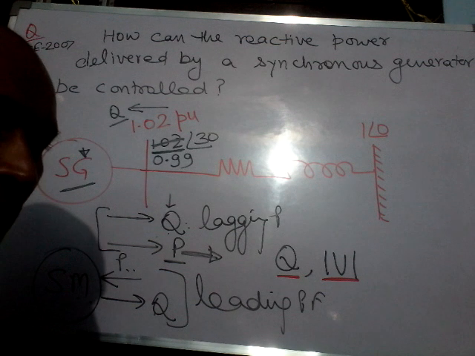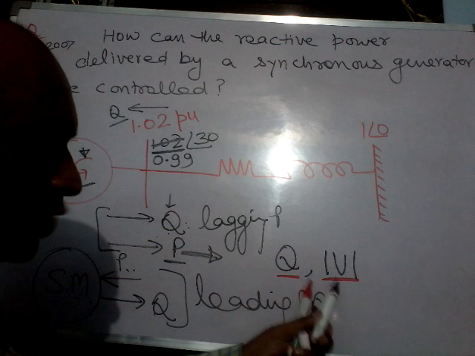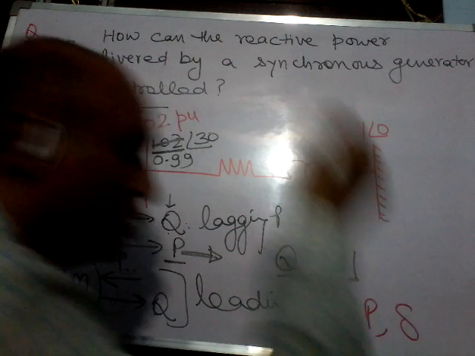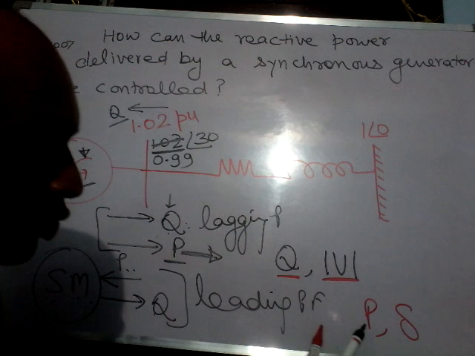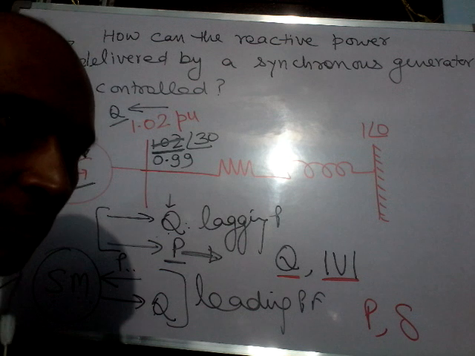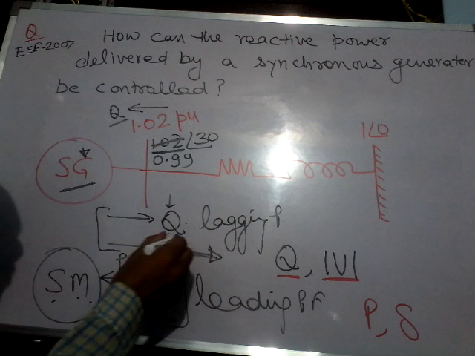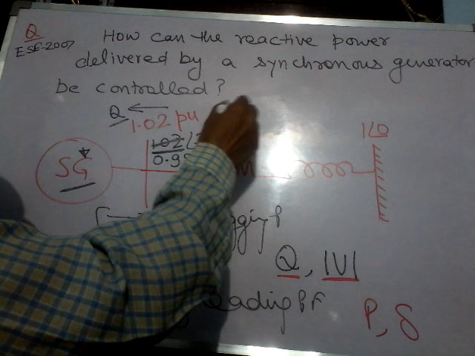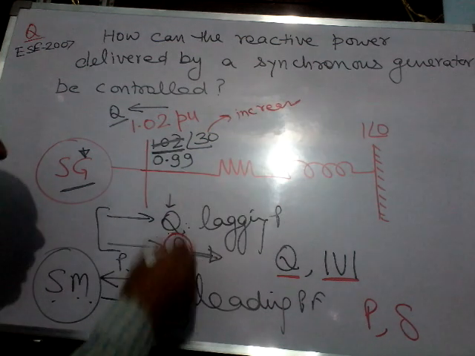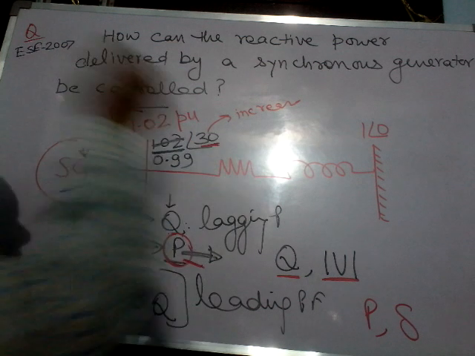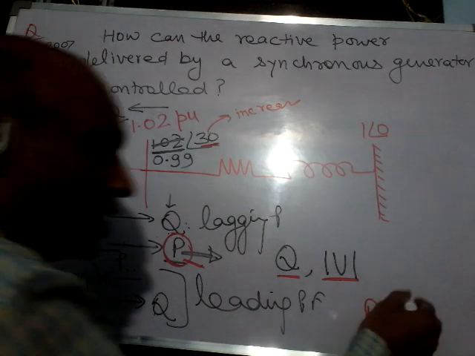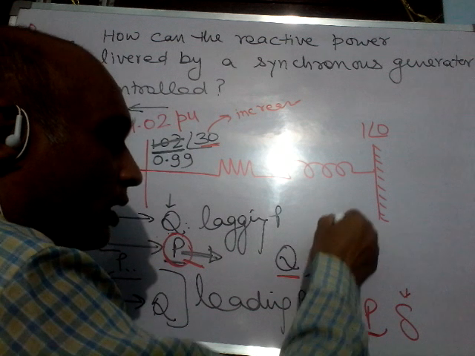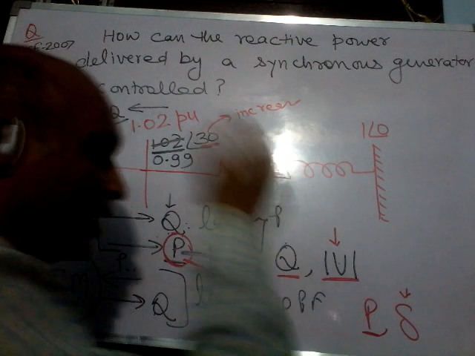One more thing, I have told you reactive power control and voltage magnitude control are the same thing. P and angle control: control of active power and control of rotor angle are almost the same thing. If you supply more P, the angle will increase. Both have relations. So angle control is related with active power, and magnitude control is related with reactive power.